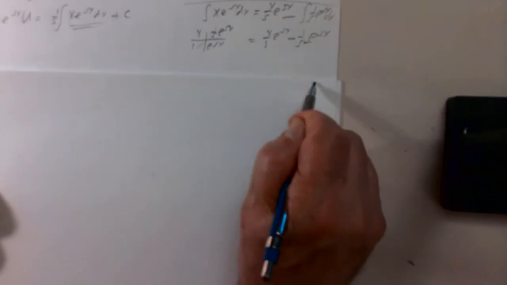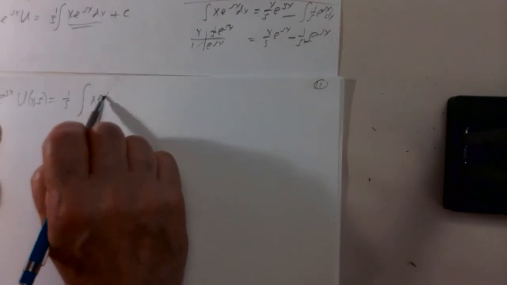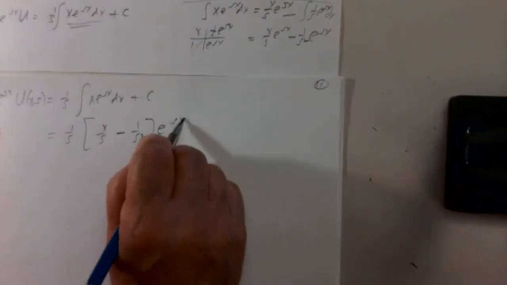So let me just write this over here so I have some more room. I have e to the sx times my Laplace transform is 1 over s, the integral of x e to the sx dx plus a constant. This is 1 over s. What is this integral equal to? x over s minus 1 over s squared e to the sx plus constant.